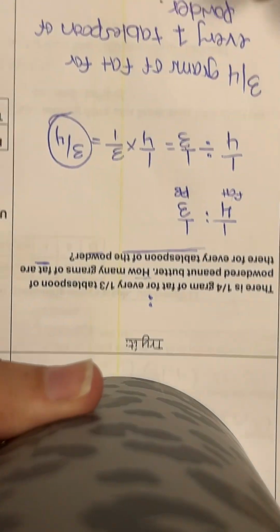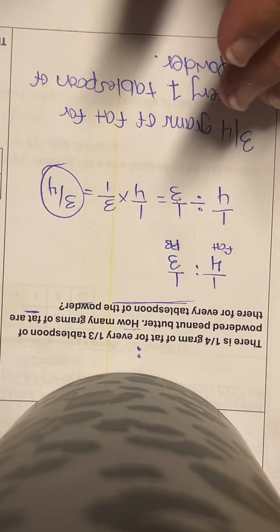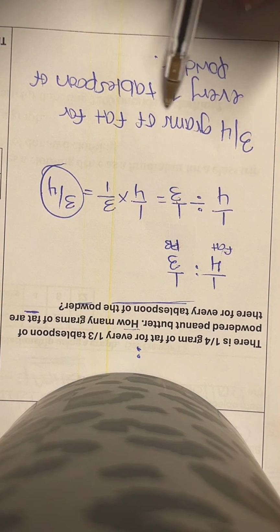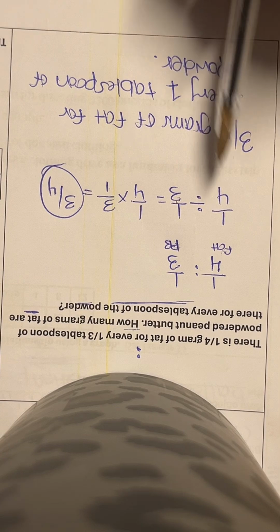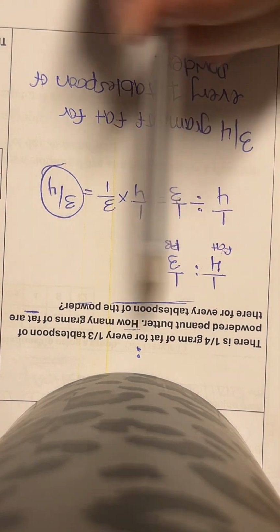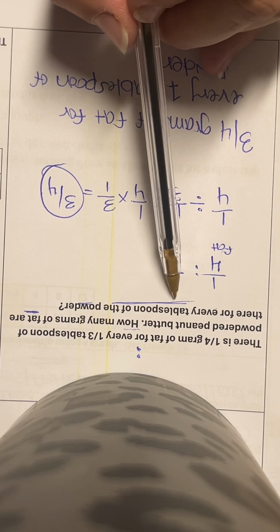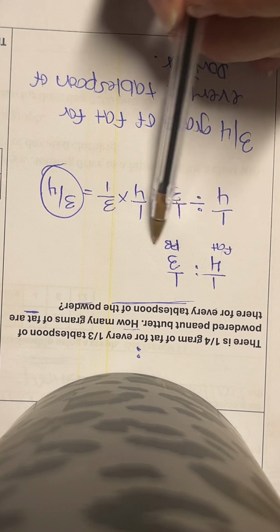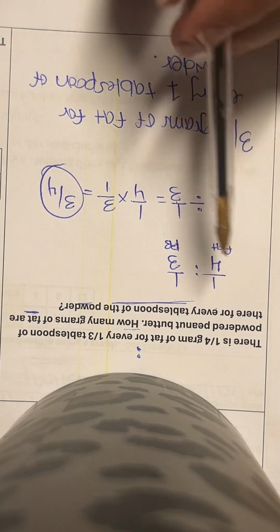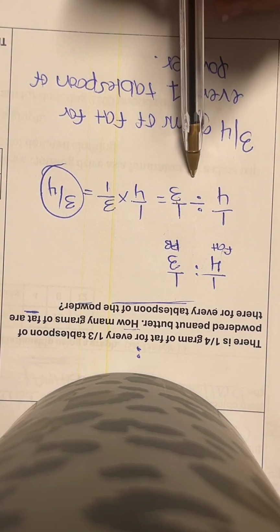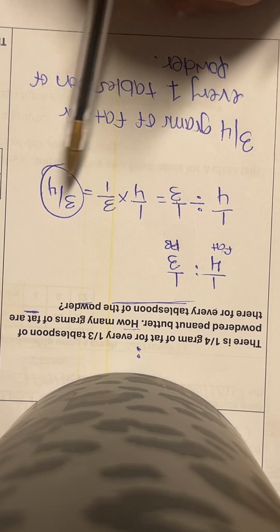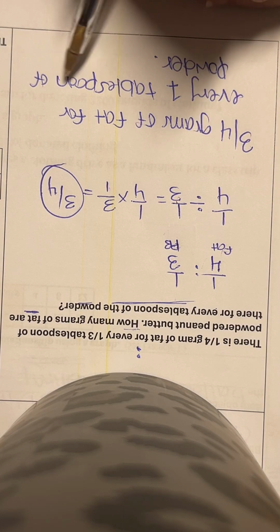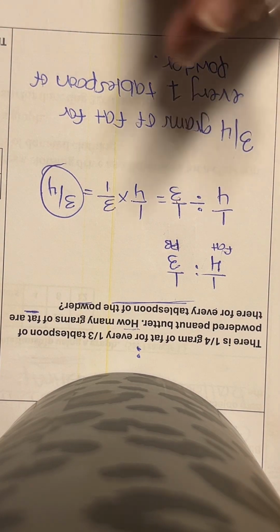Okay, so here we go. There is 1/4 of a gram of fat for every 1/3 tablespoon of powder. So you need 1/4 to 1/3 because that's what it's asking for. The grams of fat to the tablespoons. That's what comes first, fat, and then the peanut butter powder. So we divide those to find the unit rate, okay? And when we do that, we find out that the answer is 3/4. There are 3/4 grams of fat for every 1 tablespoon of powder, okay?